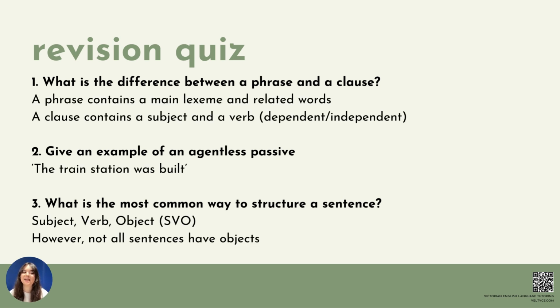Okay, question 1. A phrase contains a main lexeme and related words. A clause contains a subject and a verb. Clauses can be independent or dependent. An example of an agentless passive: the train station was built. We don't know who built it, there's no subject or agent. What is the most common way to structure a sentence? Subject, verb, object, SVO. However, not all sentences have objects.